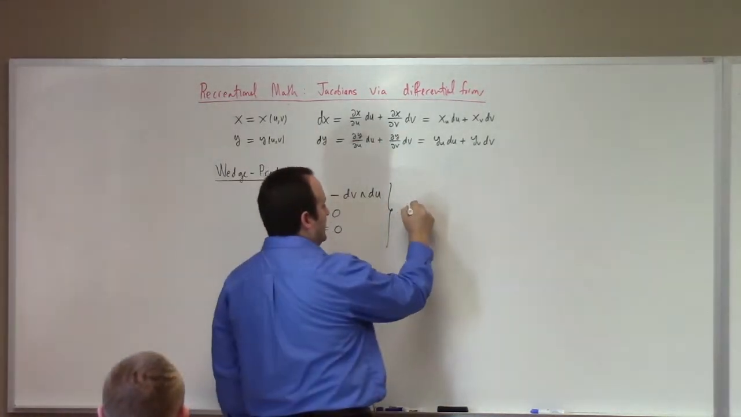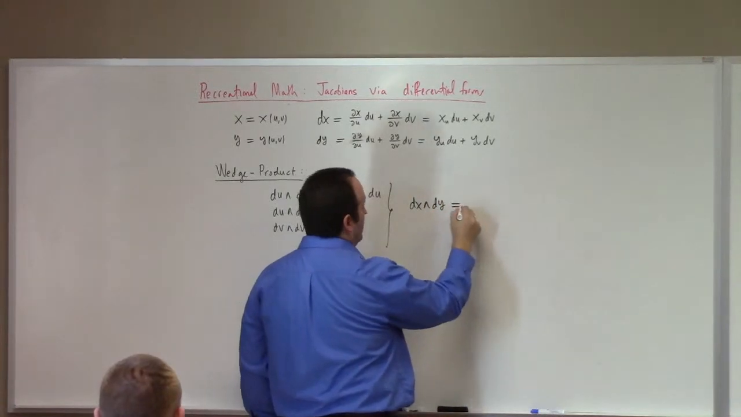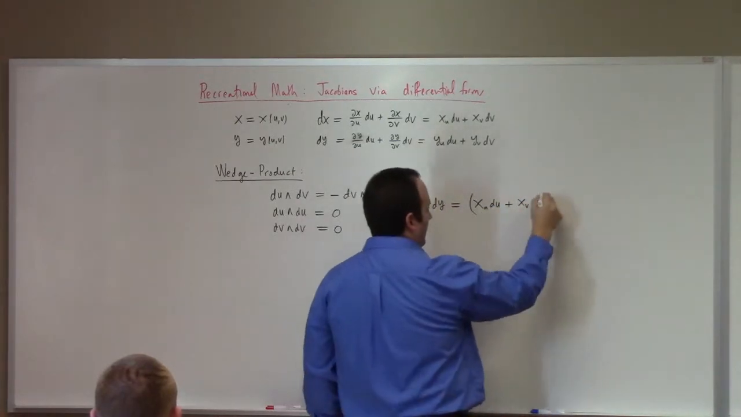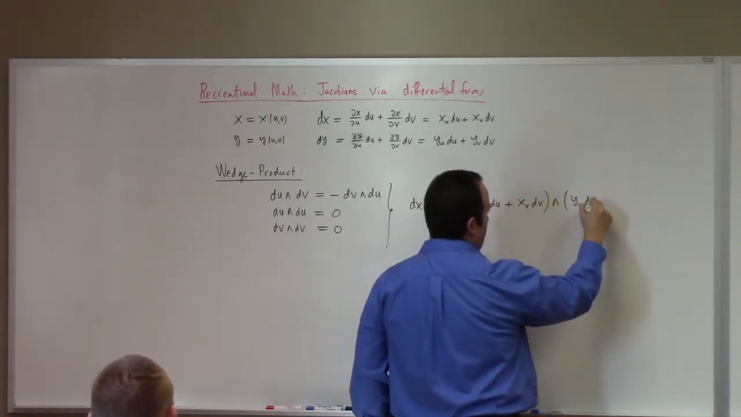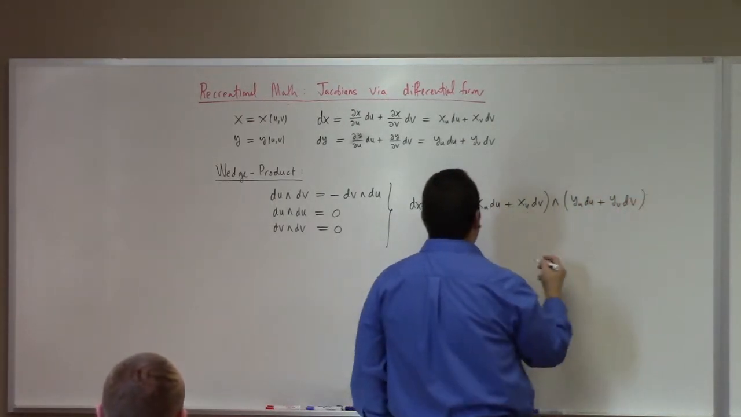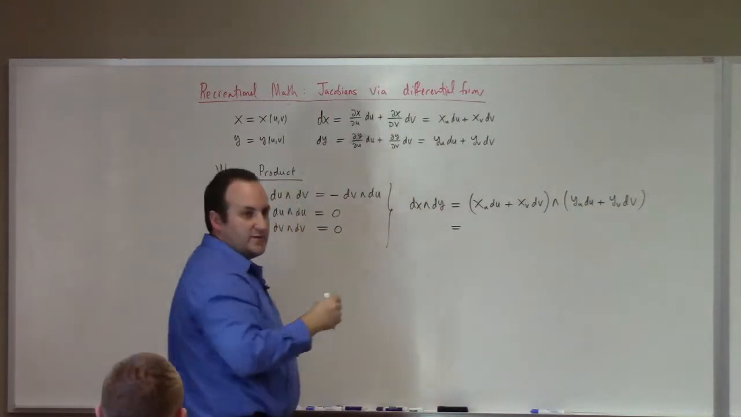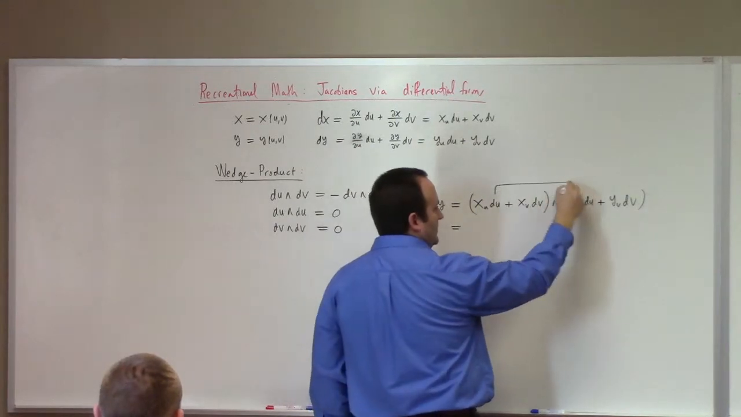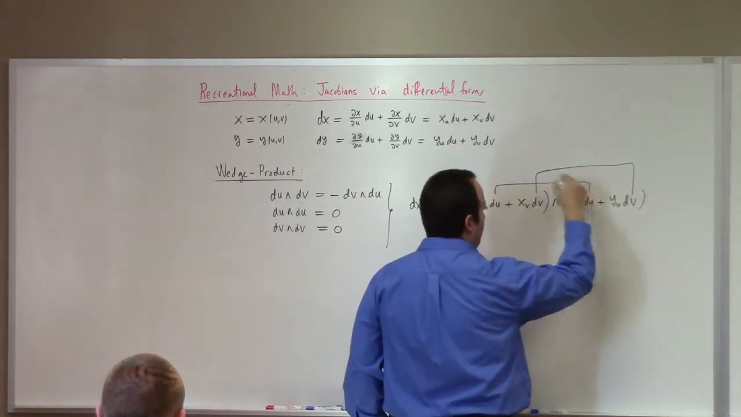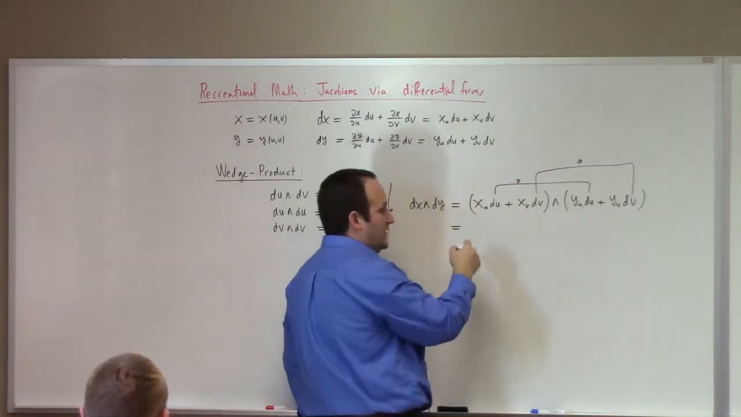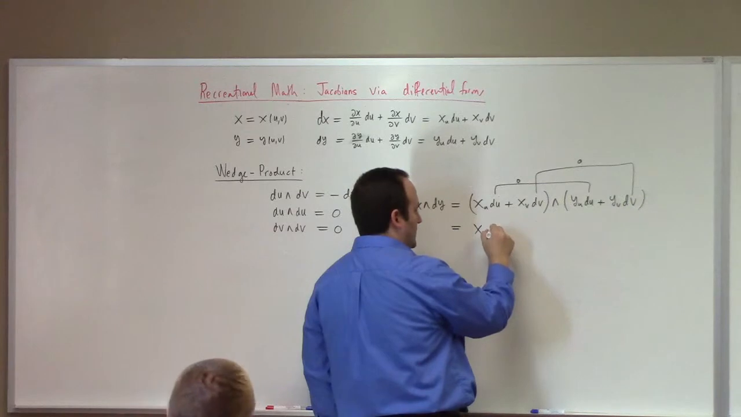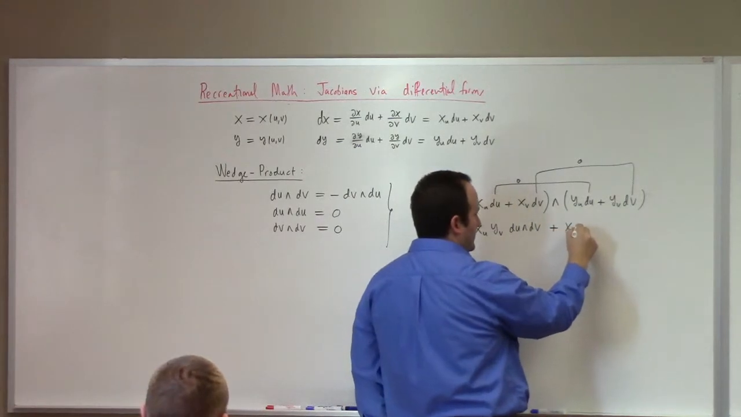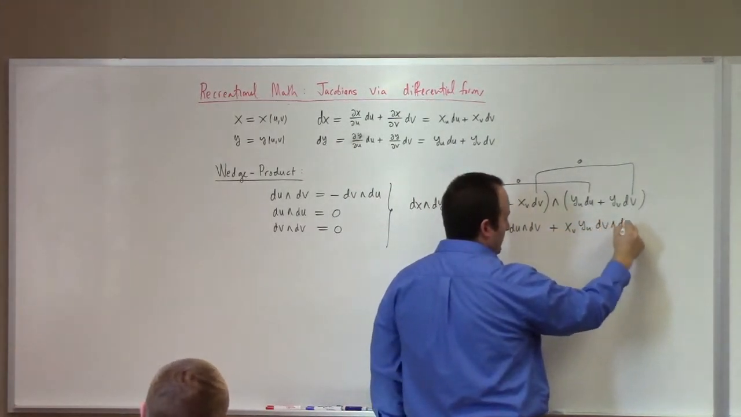If we calculate dx wedge dy, what do we get? We get x_u du plus x_v dv, wedged with y_u du plus y_v dv. The way the wedge product works is it just, like ordinary algebra, distributes through, and you can pull scalars out. So du with du and dv with dv, these are both 0, so I can ignore those. And so all I have is x_u times y_v du wedge dv plus x_v times y_u dv wedge du.